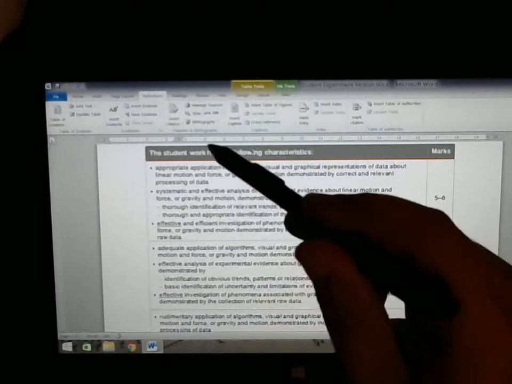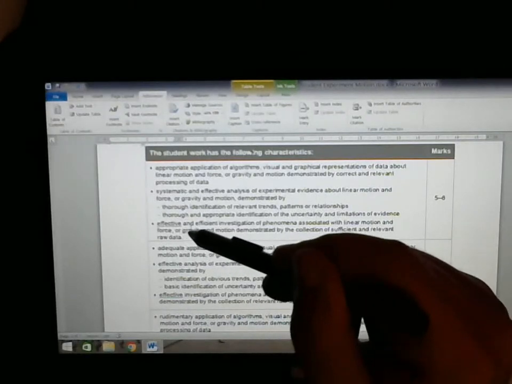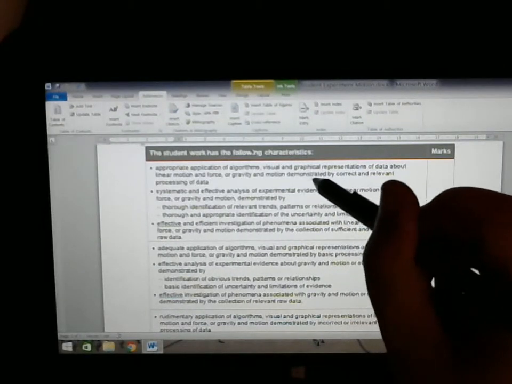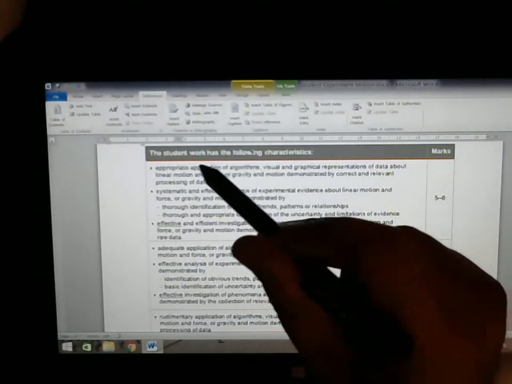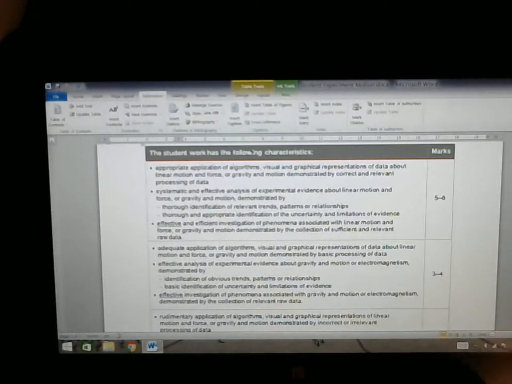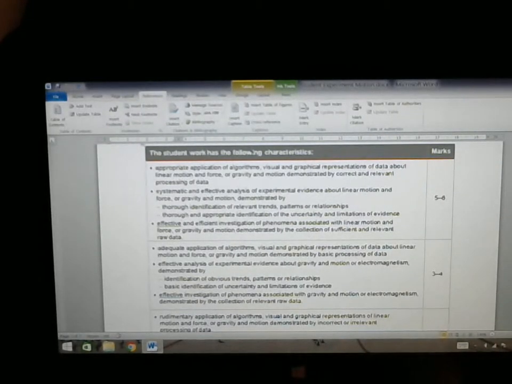This first point though, we see here it doesn't have any dash points after it, neither does this third one here, but it does have the words "demonstrated by", and so that tells you what you have to do in order to achieve this standard. To get appropriate application, you need to demonstrate correct and relevant processing of data.